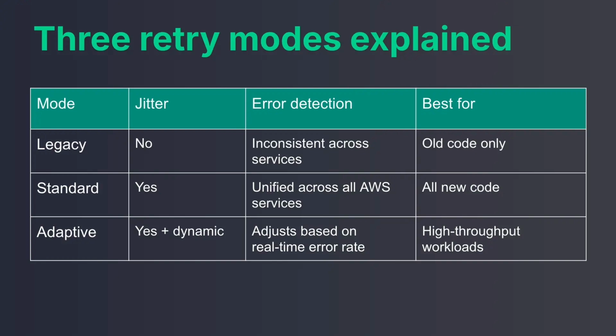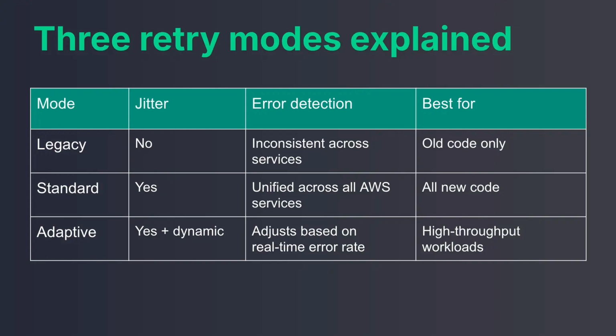Legacy mode is the original retry behavior from the early days of the AWS SDK. It does retry, it does use basic exponential backoff, but it has two real problems. First, there's no jitter. We just talked about why jitter matters. Second, and this is the subtle one, different AWS services return throttling errors in completely different ways. DynamoDB throws ProvisionedThroughputExceededException, API Gateway throws ThrottlingException, SQS throws something different. Legacy mode doesn't normalize this.